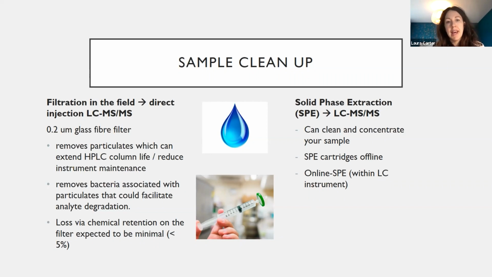Whereas for SPE, solid phase extraction, you have to take your samples back to the lab where the SPE process cleans and concentrates your sample. So it's a more involved process, but it can take various forms. It can be done online in the mass spectrometer, as well as offline using cartridges.